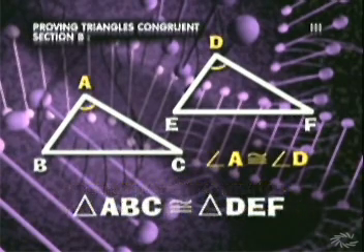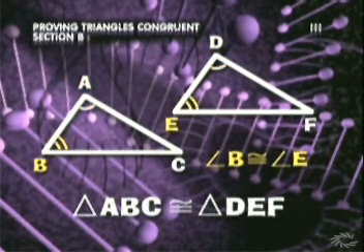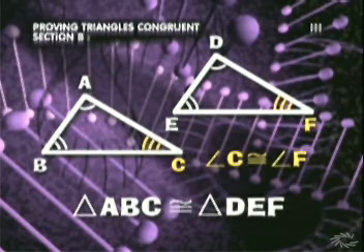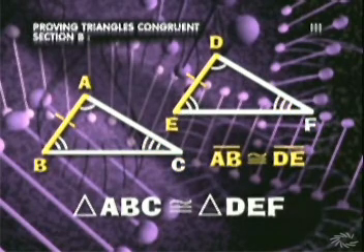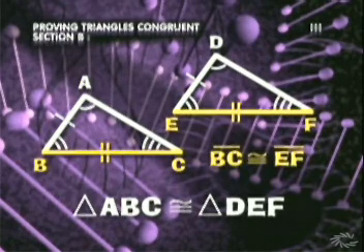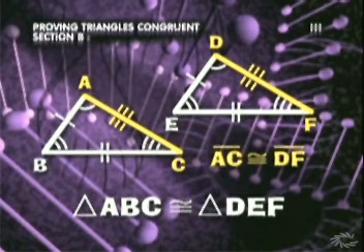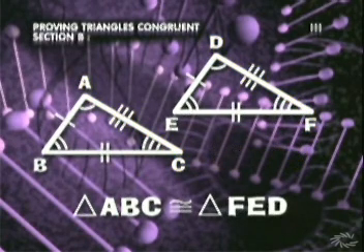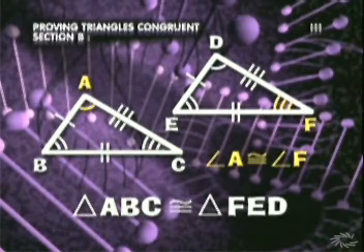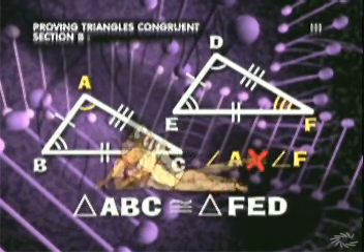So, angle A is congruent to angle D. Angle B is congruent to angle E. Angle C is congruent to angle F. Segment AB is congruent to segment DE. Segment BC is congruent to segment EF. And segment AC is congruent to segment DF. If we were to say that triangle ABC is congruent to triangle FED, we'd also be saying that angle A is congruent to angle F, which is wrong.